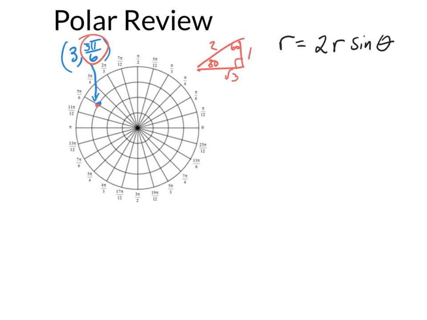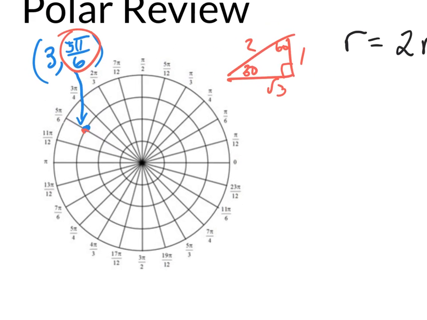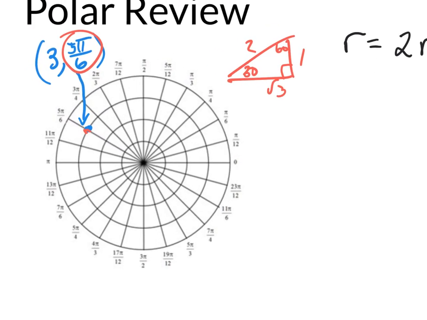So if I wanted to rename this point using a negative r, then that means negative r's are on the opposite side of the origin. And so if I follow through that same line, but I go 3 in the other direction, that would be over here. Okay?